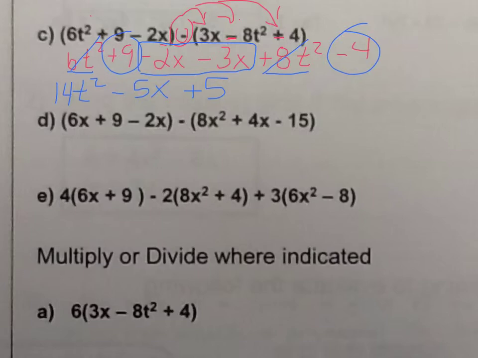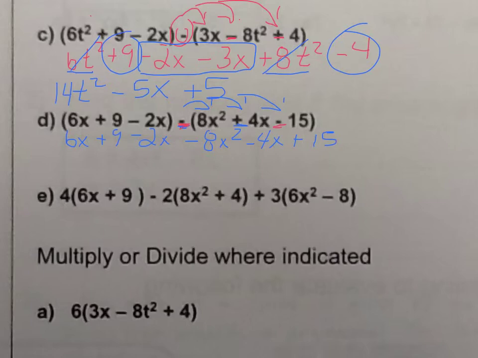Letter D, same idea. 6x plus 9 minus 2x, distribute all that negative sign in. That's important to rewrite that and get rid of brackets. Negative 8x squared. A negative and a positive is a minus 4x, and a negative is a plus 15.